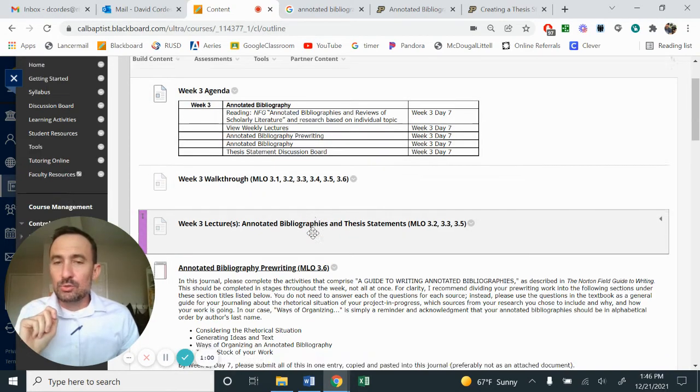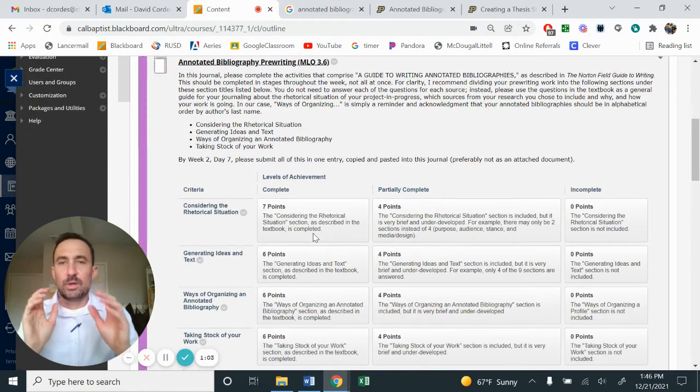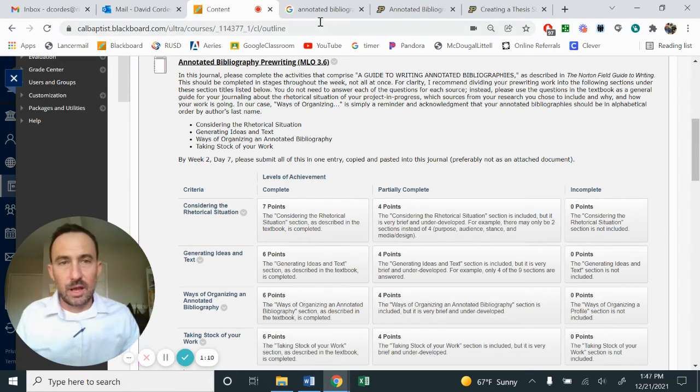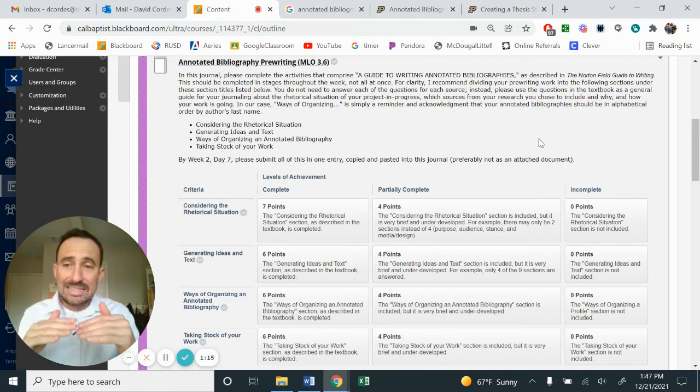There's actually two assignments for the annotated bibliography this week. The first one is the pre-writing. The pre-writing is where you go into the text itself, the guide to writing annotated bibliographies in our textbook. Under each stage, they're going to ask you a series of questions. Not all of these questions are going to apply to your research. Some of them may not apply depending upon what you're writing about and depending upon your topic. So you need to pick and choose what's most beneficial so that you can explain yourself well.